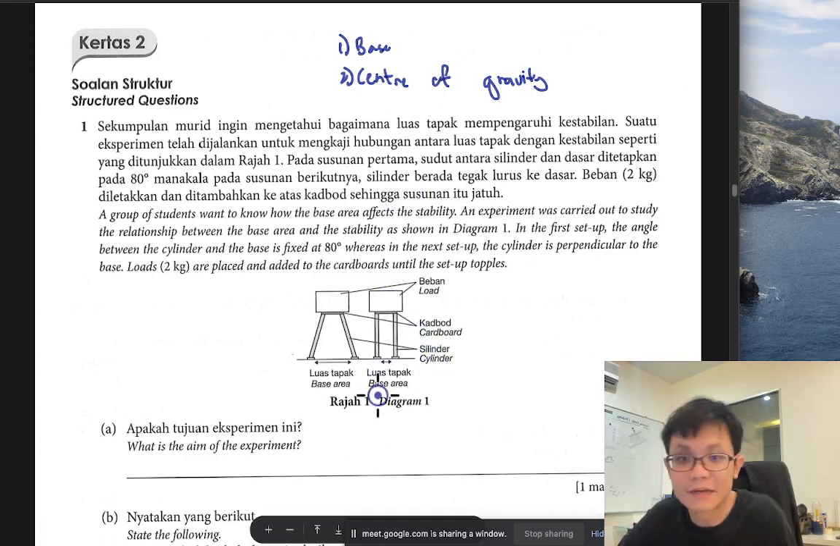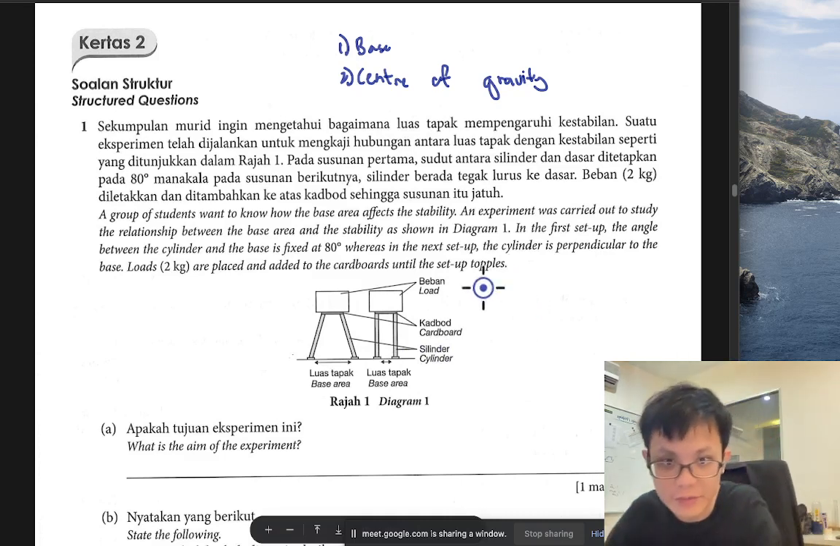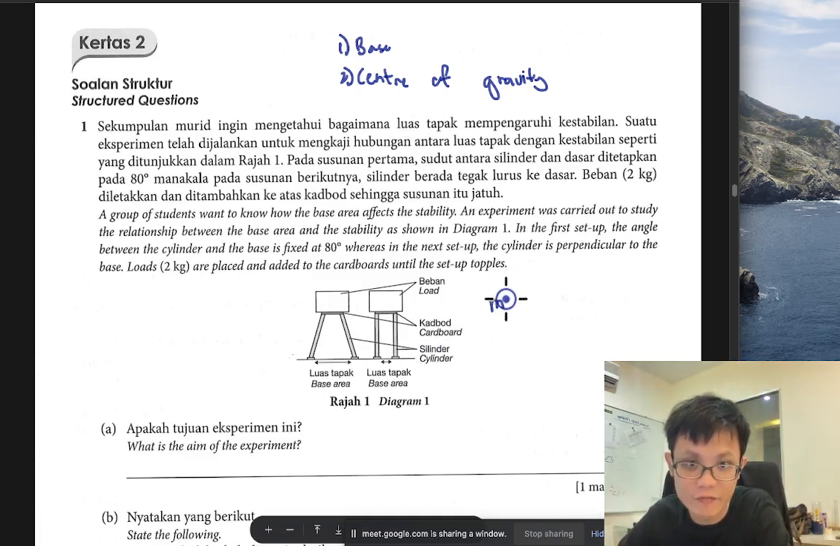So by looking at the picture, what do you think is the thing that they want to measure? I mean, what is the manipulated variable? Usually we can see the MV, DV and CV, the constant variable. Okay, anyway, we finish the question first.